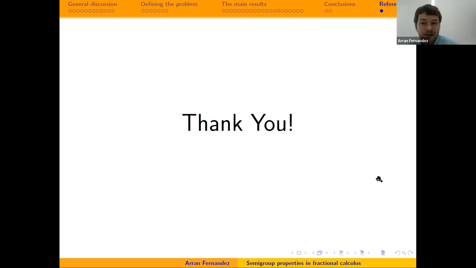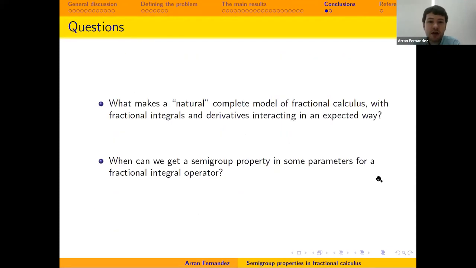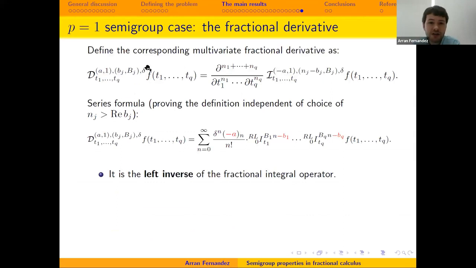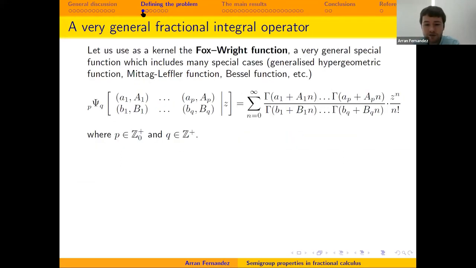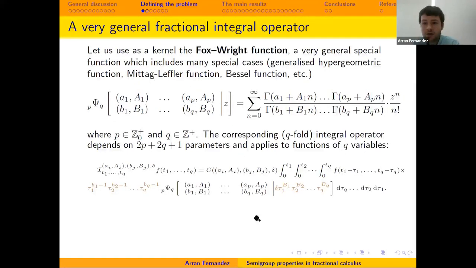Unfortunately, I don't really know about probabilistic interpretations. I'm not working in the probabilistic stuff at all, so I don't know, but I would be interested to find out. I think this general operator that I've looked at is not something that I've defined for the first time. Kiryakova, maybe Professor Mainardi, has studied operators with this type of Fox-Wright kernel. So maybe there is already a probabilistic interpretation of this existing in the literature, but I don't know, sorry. Thank you.